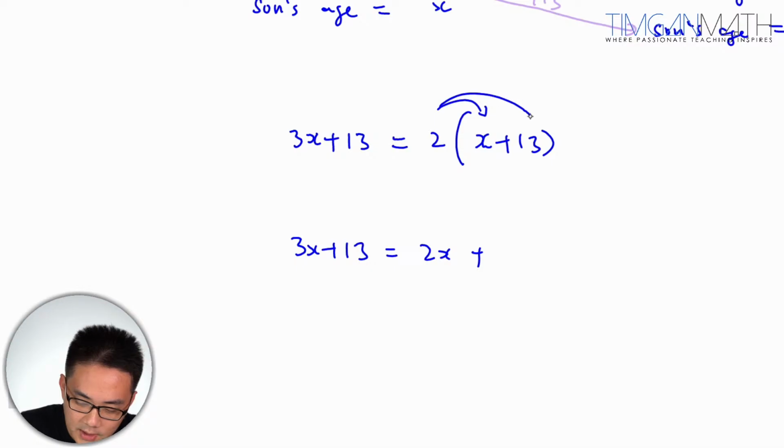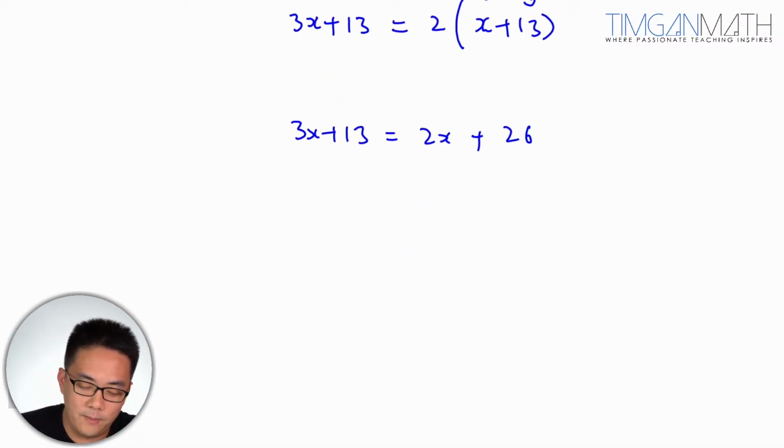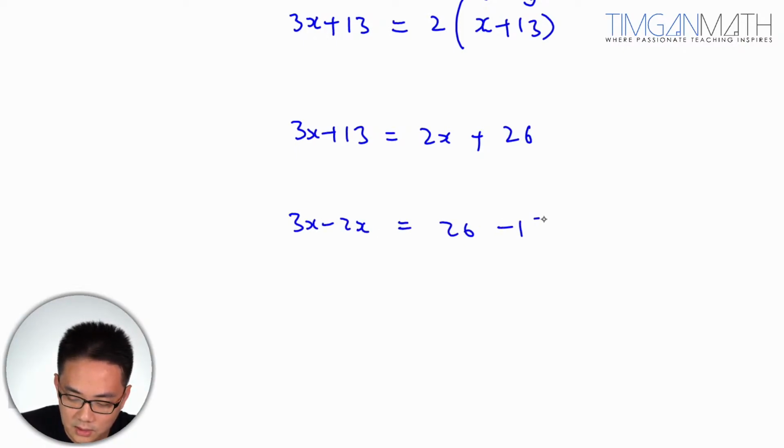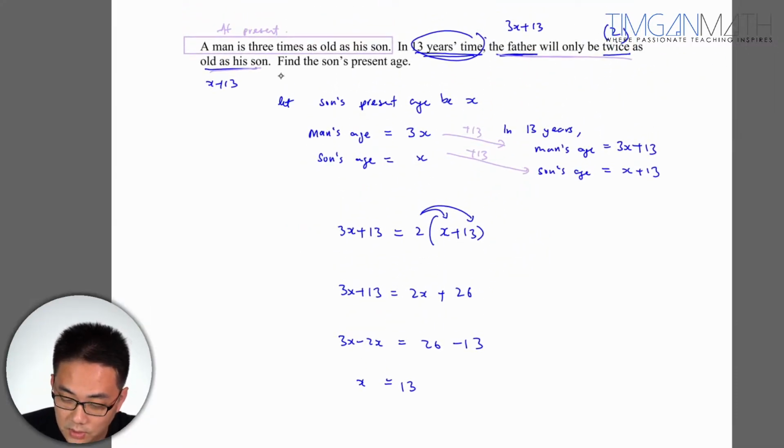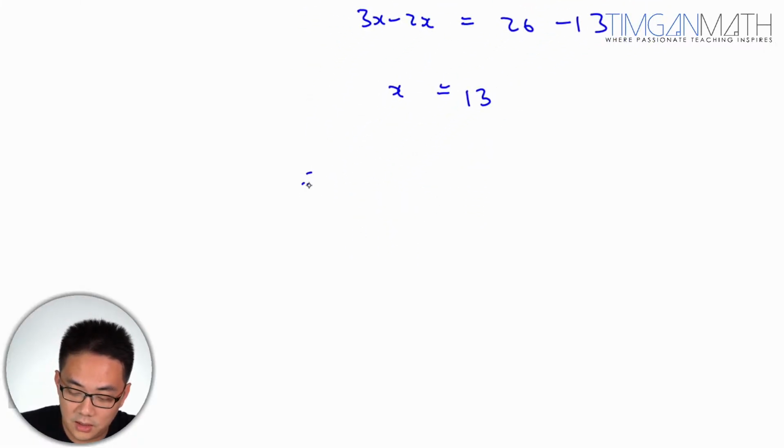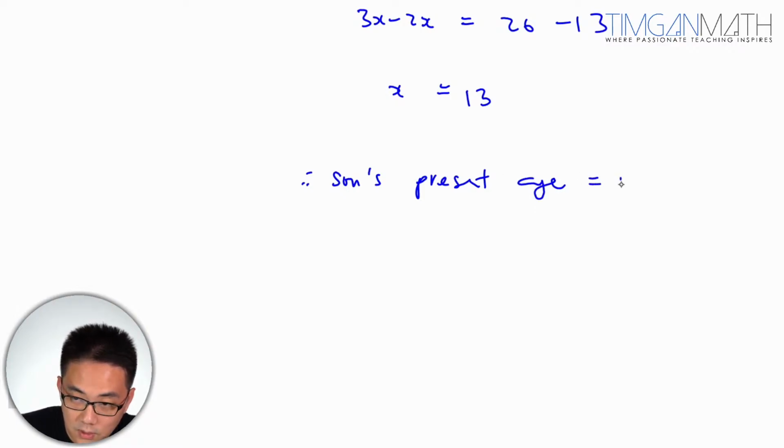You're just going to expand this. So 2 times 13 will be 26. That's pretty okay. So 3x minus 2x, and this will be 26 minus 13. So this is x, and this is 13. So the son's present age is 13. It's 13 years old.